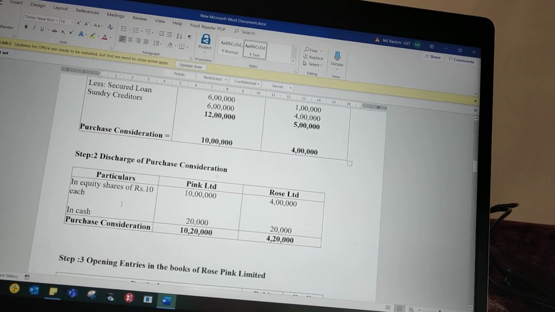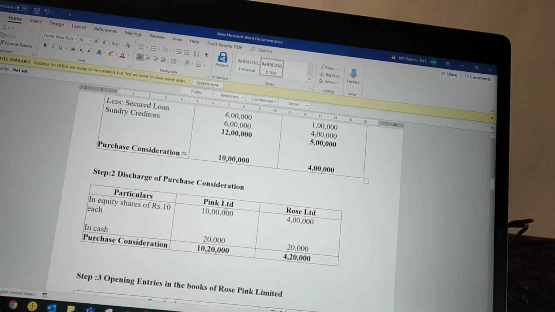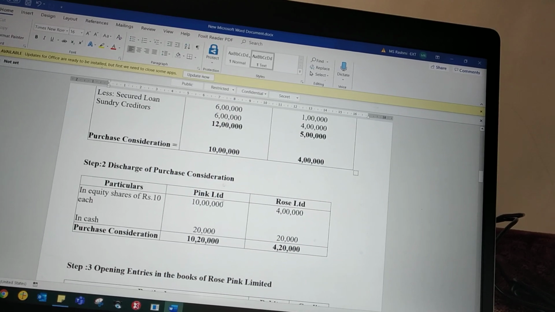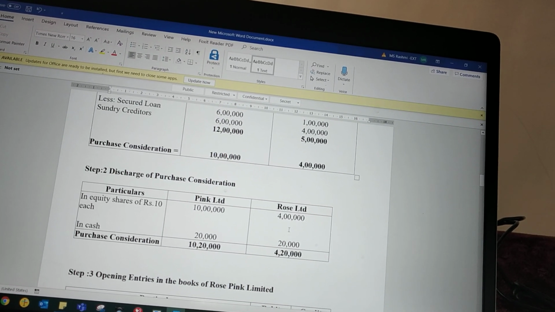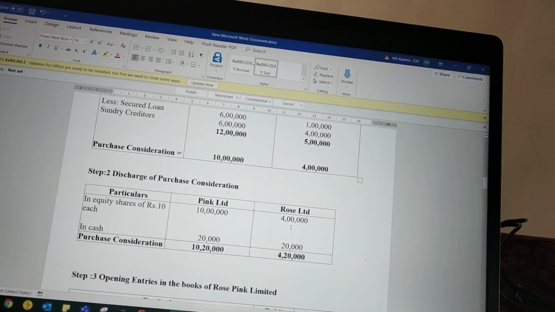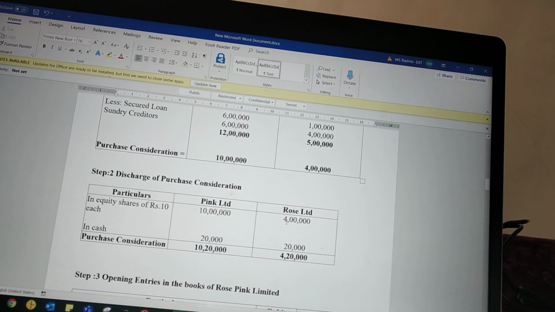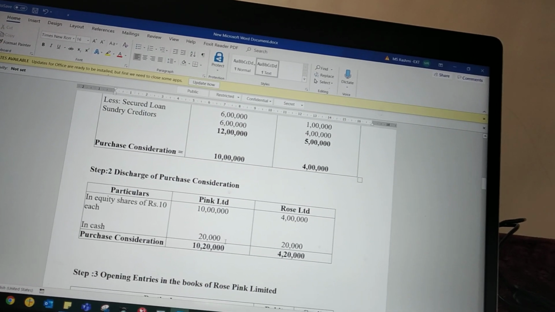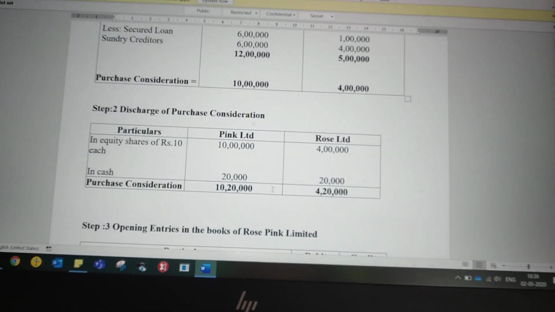So that additional only they are added in equity shares of rupees 10 each. Whatever the value they are given, 10 lakh around, will be that 1 lakh number of shares they are giving. The same year also 4 lakh they are giving, whatever the 40,000 number of shares also they have to give, multiply it by 10. Whatever the 10 lakh and 4 lakh they have to pay for the purchase consideration value. Additionally, 20,000 each they are paying in cash. That cash amount will be added.